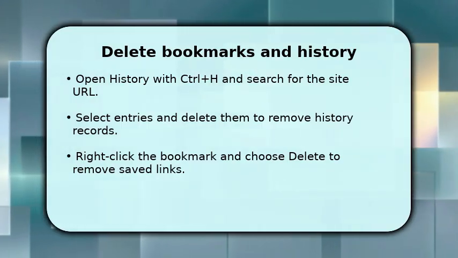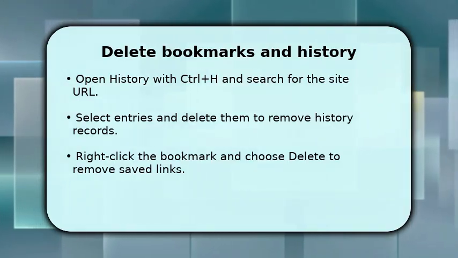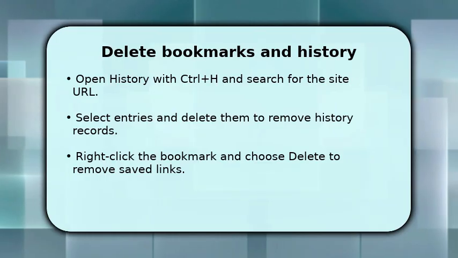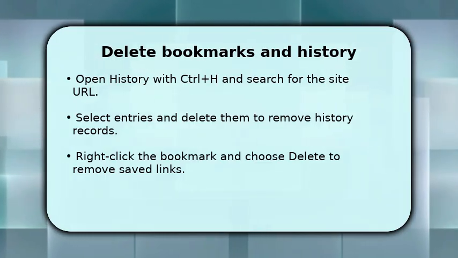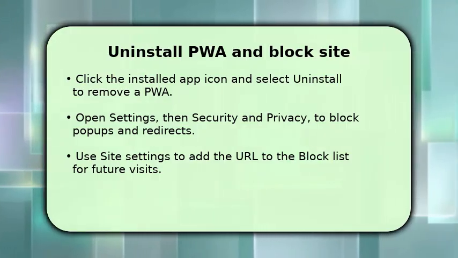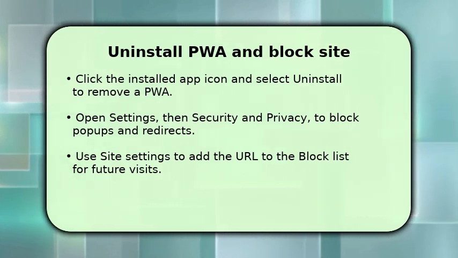To delete bookmarks, press Ctrl+Shift+O to open Bookmark Manager immediately. Right-click the site bookmark and choose Delete to remove the saved link from Chrome. If the site installed as a PWA, click the three dots next to its app icon. Choose Uninstall and Confirm to remove the Progressive Web App from Chrome.